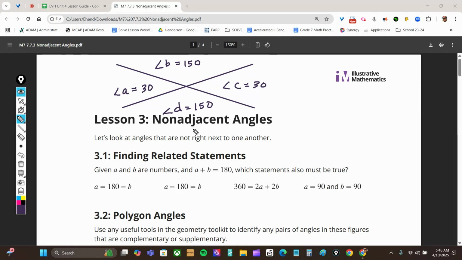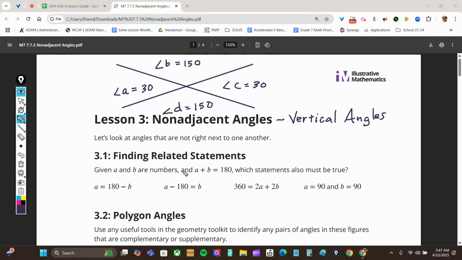Non-adjacent means they're not next to one another. So A and C are going to be vertical angles rather. Let me write that here. Vertical angles. All right, so let's look at the angles that are not right next to one another. So you're talking about A and C. They're not right next to one another.